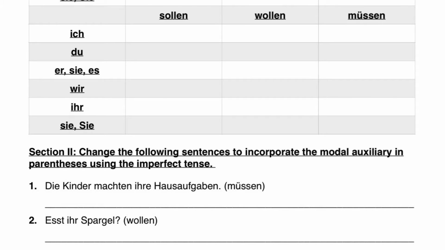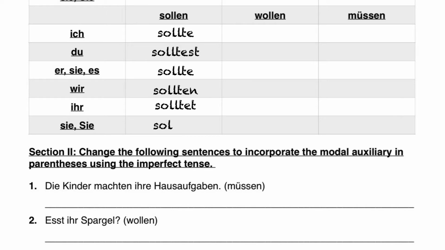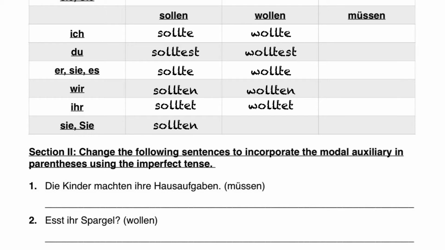Sollen is pretty simple as well. All we have to do is drop the en and add our endings with the te endings. Ich sollte, du solltest, sie es sollte, wir sollten, ihr solltet, sie sollten. Wollen also follows the same pattern. Ich wollte, du wolltest, sie es wollte, wir wollten, ihr wolltet, sie wollten.